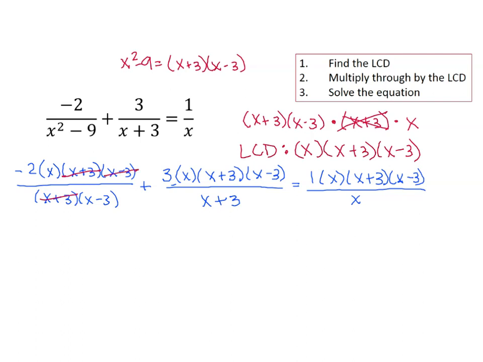So in the first fraction, the x plus 3's will cancel, and so will the x minus 3's. In the second fraction, I can cancel x plus 3. And in the last fraction, I can just cancel the x.